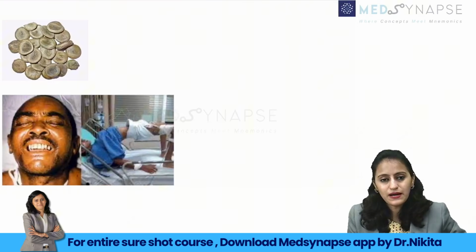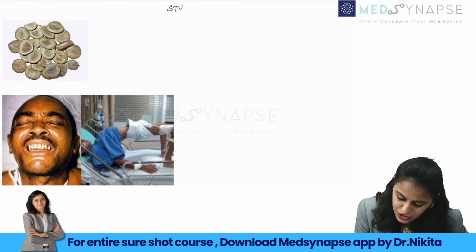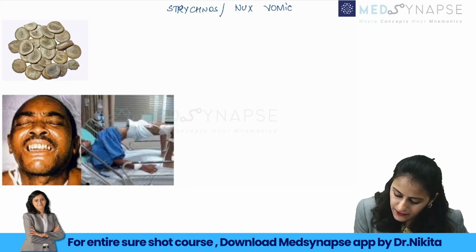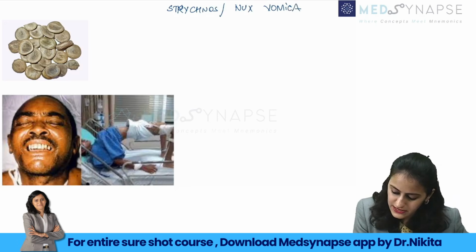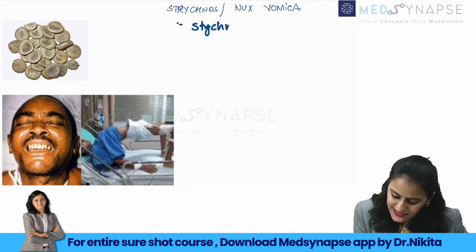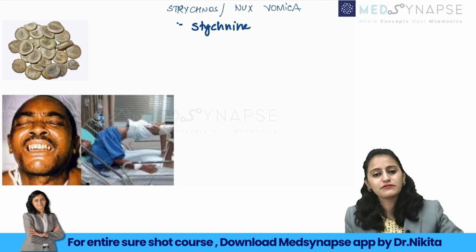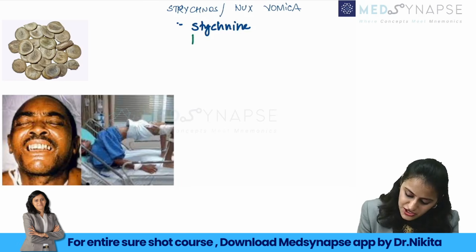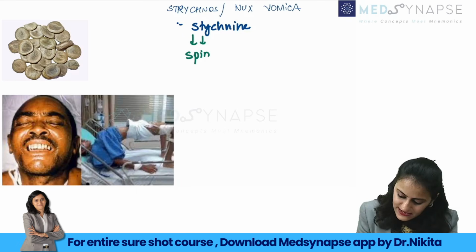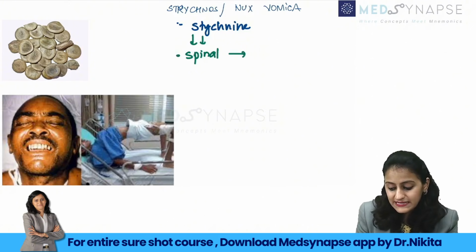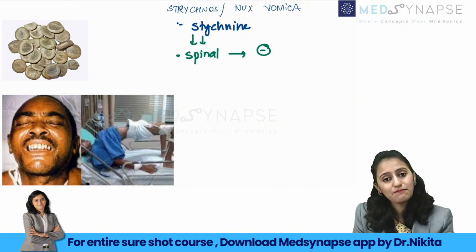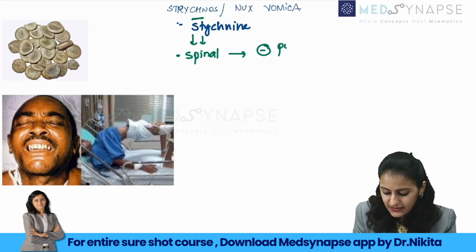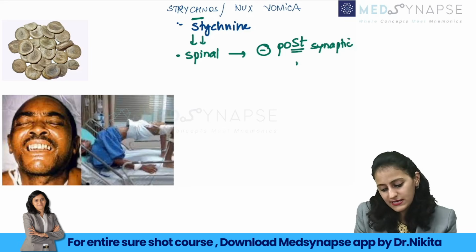Going on to the next one, what seeds are these? This is Strychnos nux vomica, right? Nux vomica. What is the active component here? The active component here is strychnine. What is the mechanism of action of strychnine? Remember, strychnine S and T, it is a spinal poison, right? It inhibits the postsynaptic receptors of glycine.